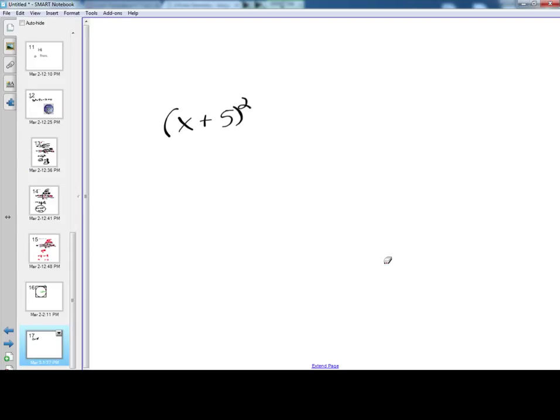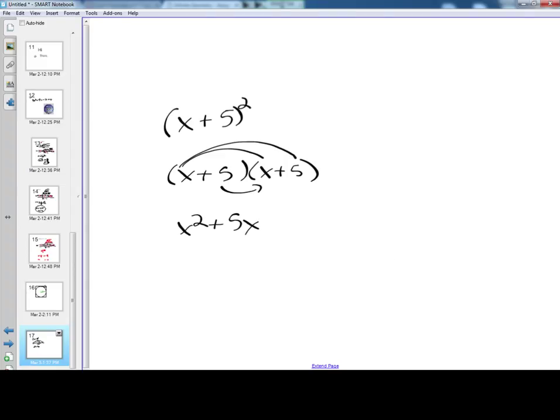Now, everyone understands that if I want to expand this, I would have to do my little FOIL thing, right? I'm going to try not to skip any steps here. So this is technically going to be (x + 5)(x + 5). Why? Well, it's this number times itself, isn't it? Because it's squared. Now, I can keep going and use my binomial expansion process here. So x times x gives me x², then I've got 5x, and then I'm going to have 5x plus 25.